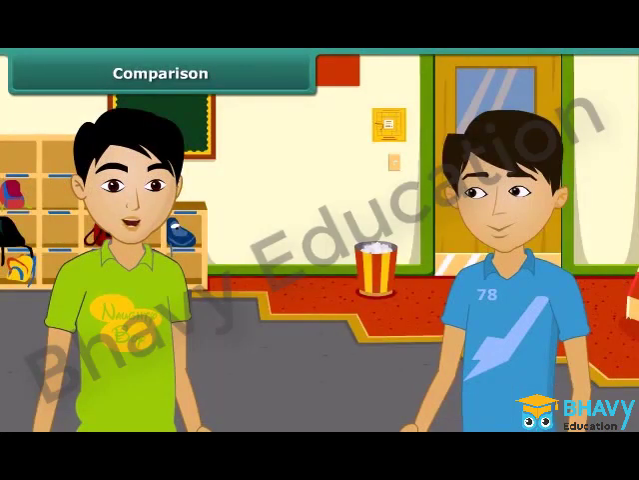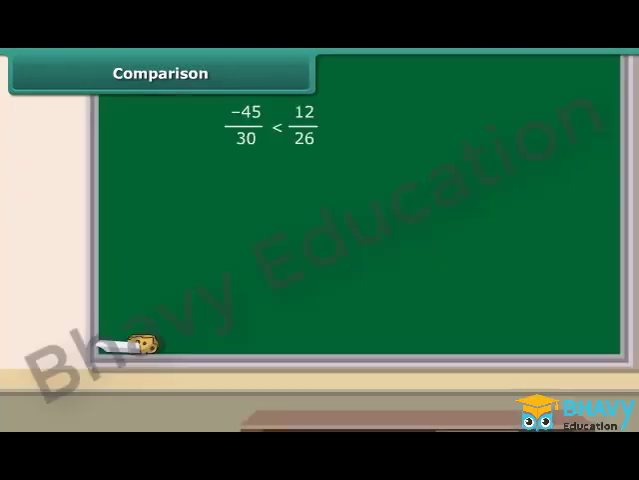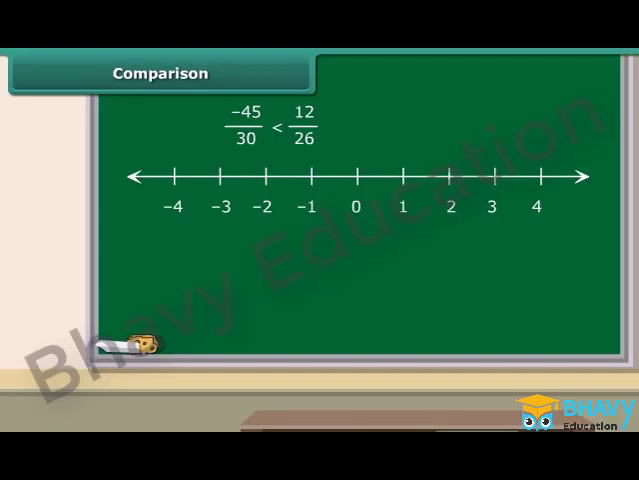If we are given two rational numbers, can you compare them? No. I will tell you how to compare rational numbers. We know that a negative number is always smaller than a positive number. We can also compare rational numbers using a number line. The more to the right the number is, the greater it is.